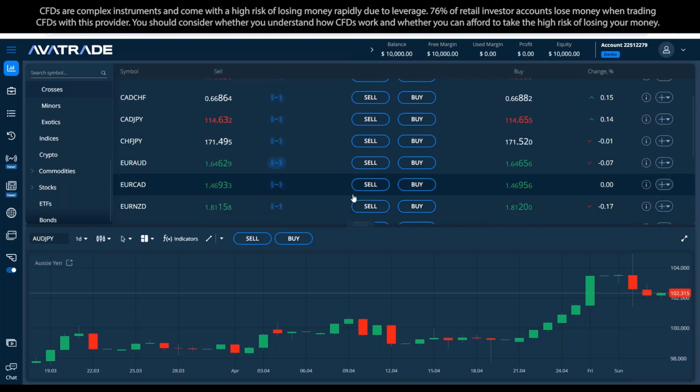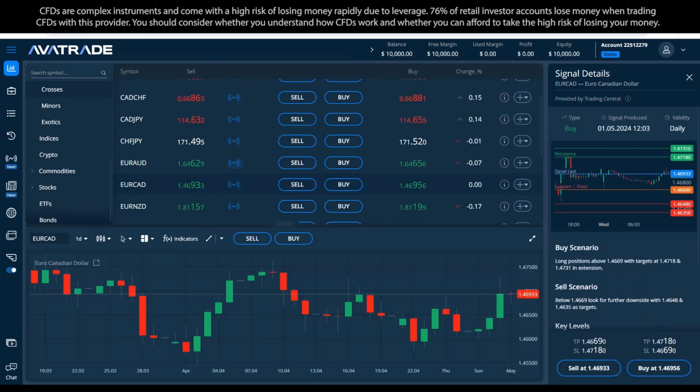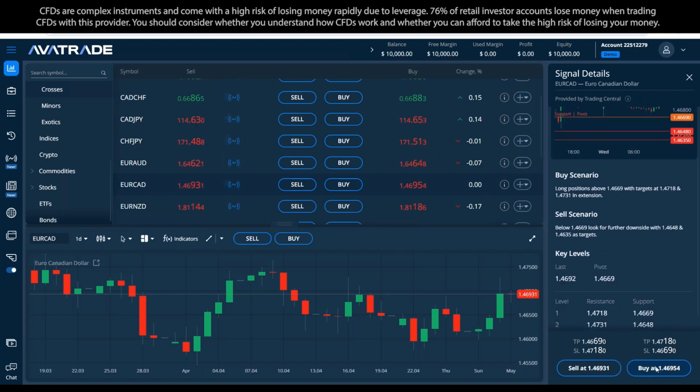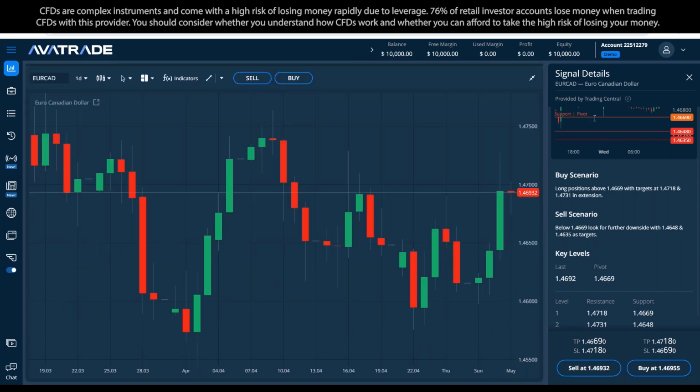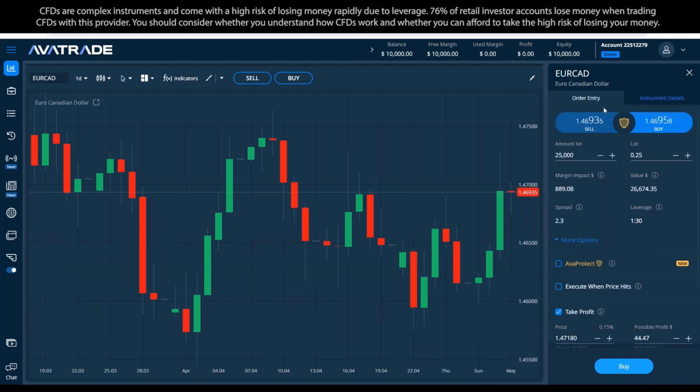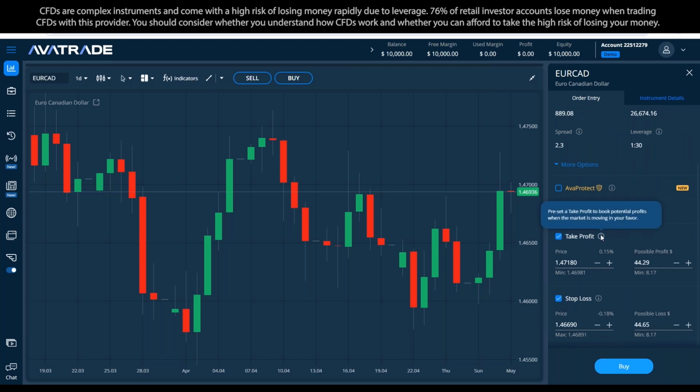So when I'm clicking on the icon, it's going to show me the signal. The signal is structured, allowing me to automatically place take profit and stop loss with a buy or a sell scenario. I know that it might sound complex, but we're going to break it down in a minute. When I choose which scenario I want, let's suppose I'm going to go with a buy, it's going to automatically place take profit and stop loss, and it's going to show me the possible profit and loss.